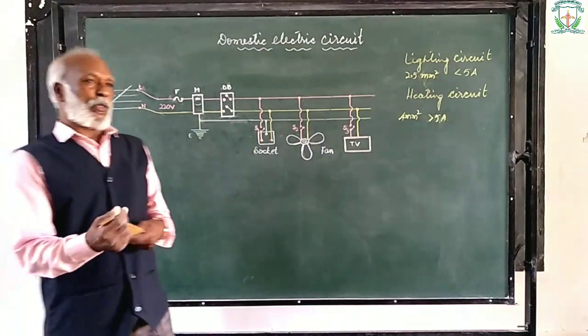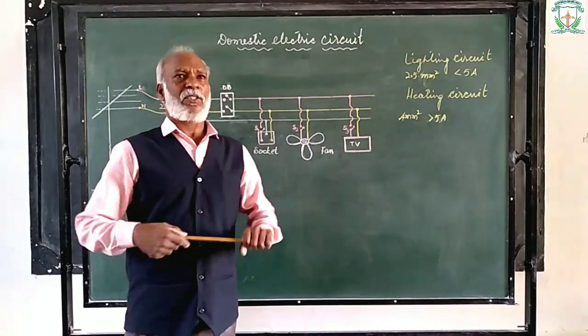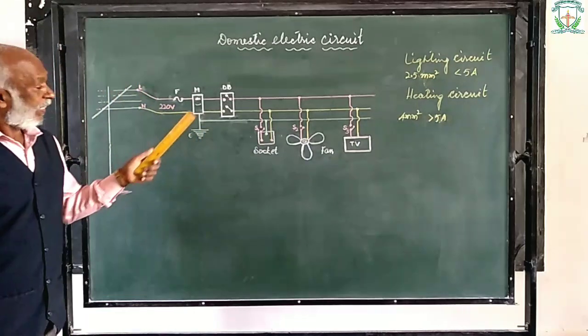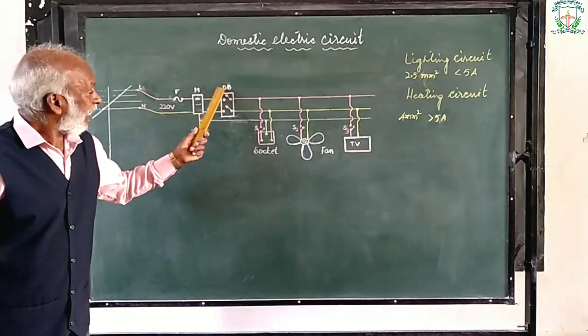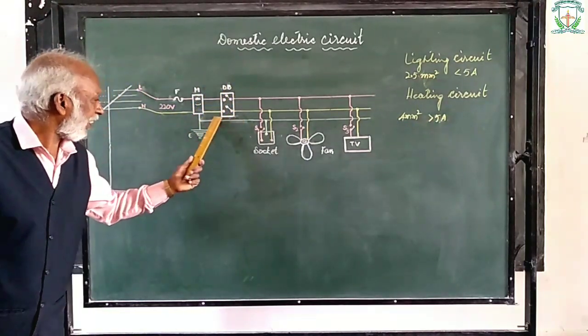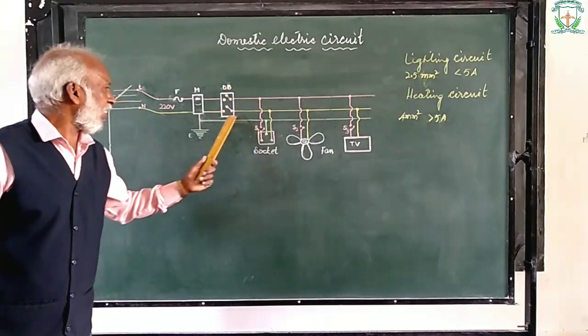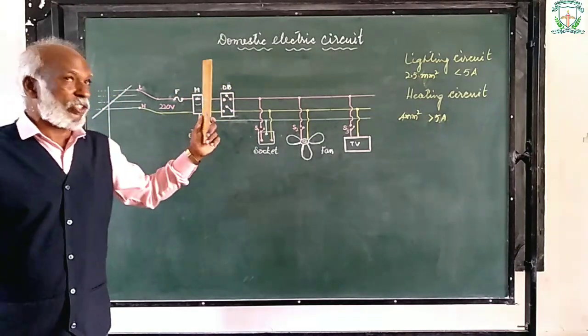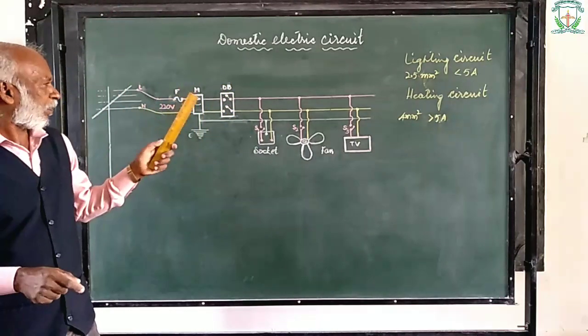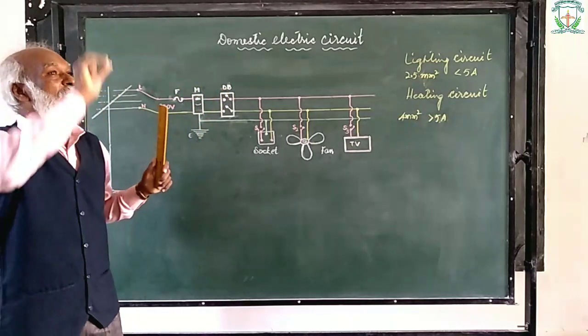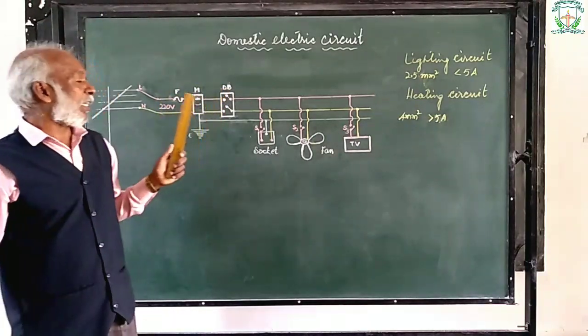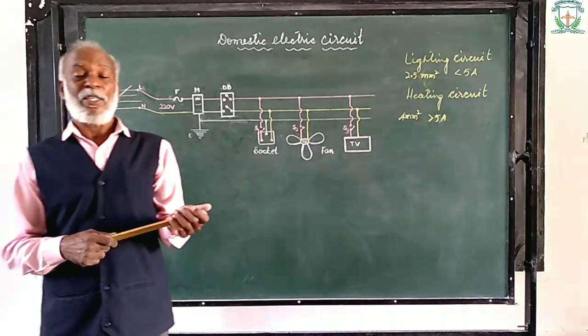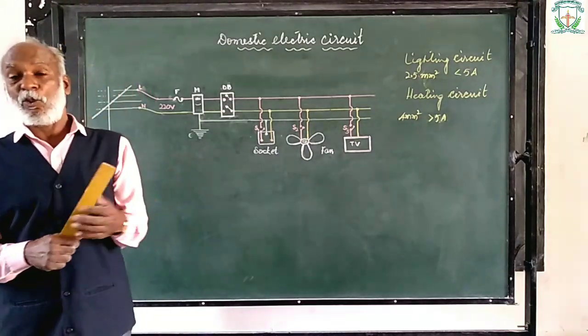Okay. Now, one more thing you have to understand. In the distribution box, after the meter board inside the house, there will be a box. You can see so many switches connected there. They are called DP switches, dipole switches.